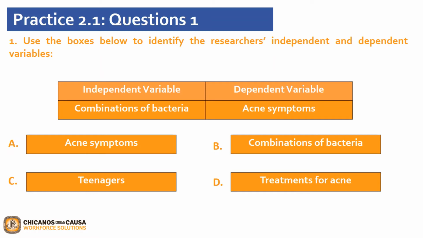The researchers were studying the question of how different combinations of bacteria affect acne symptoms. Because the researchers thought acne symptoms might depend on differences in bacteria, acne was the researchers' dependent variable. Combinations of bacteria are not affected by acne symptoms, but the researchers thought bacteria might affect those acne symptoms. Thus, the combinations of bacteria are the independent variable.